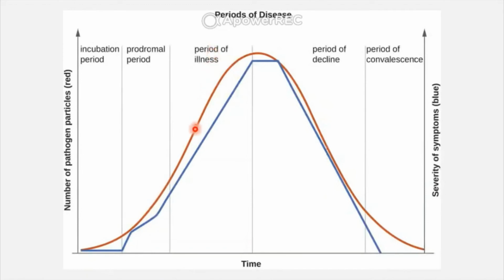And then during the period of illness, we still have a continuation of a rapid increase in pathogen numbers and a rapid increase in the severity of symptoms. Eventually, though, the pathogen starts to decline in numbers, and pretty closely tracking is the decline in the severity of symptoms. And then finally, what we call the period of convalescence, which is where all of the symptoms subside and all, or mostly all, of the pathogen disappears from the body.